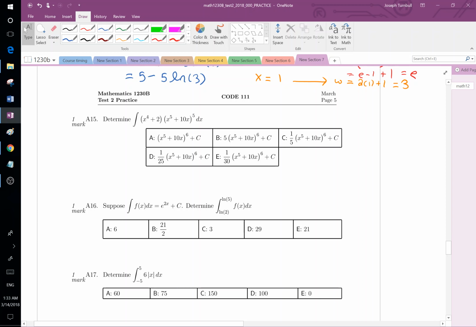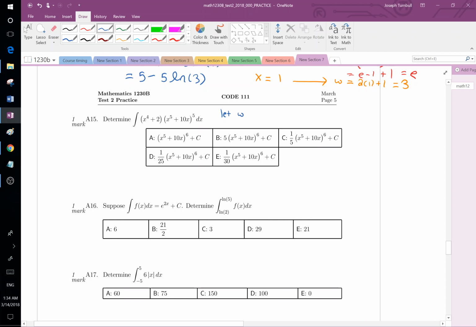Here's a better normal way to do it, a substitution. Notice that the function that's inside the brackets, the power 5, is related by its derivative to the function that's beside it, x to the 4 plus 2. Take the derivative of x to the 5 plus 10x, you're going to get 5 multiplied by what's inside that first bracket. So there's a relation between these two pieces. That means a substitution is likely to work.